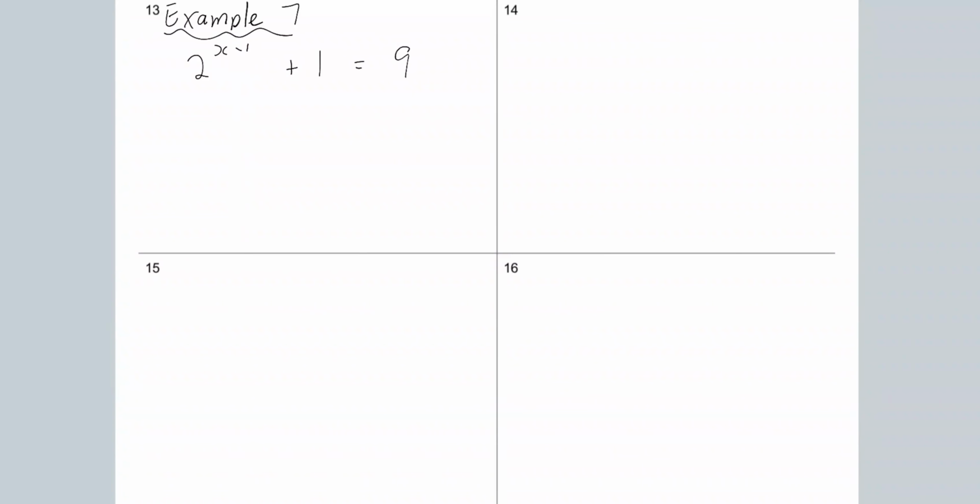Three numbers there. 1's okay because I could make that 2 to the power of 0, right? So whenever you see 1, think, oh, that's any base, really. But 9 is not a power of 2.